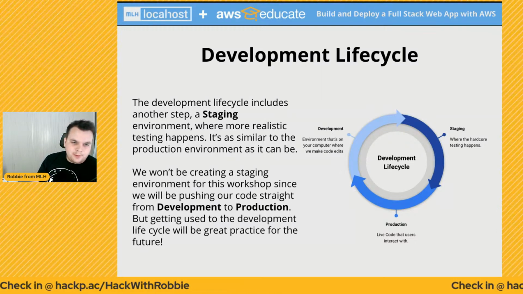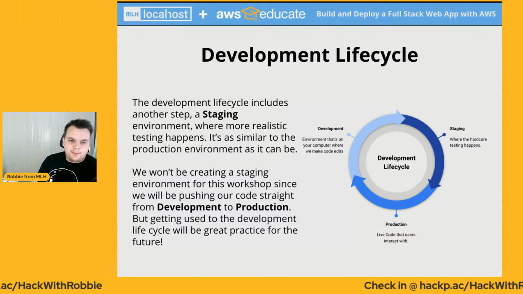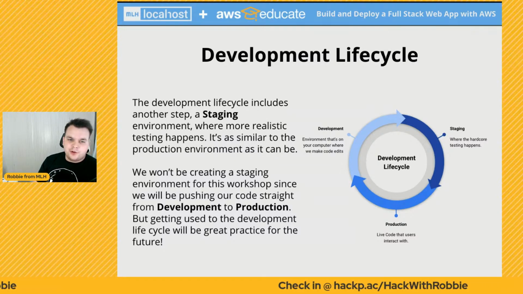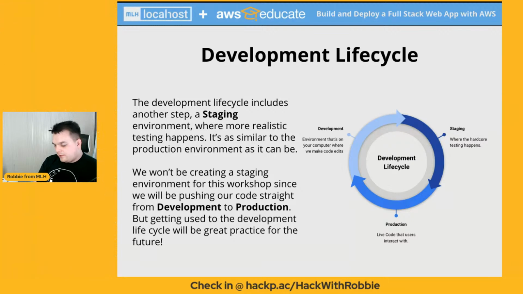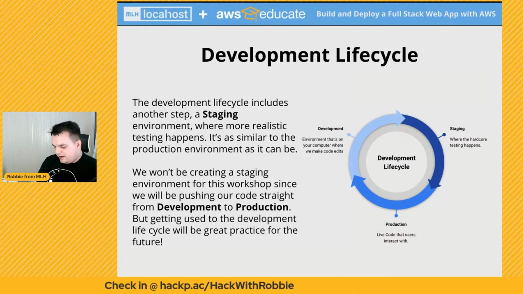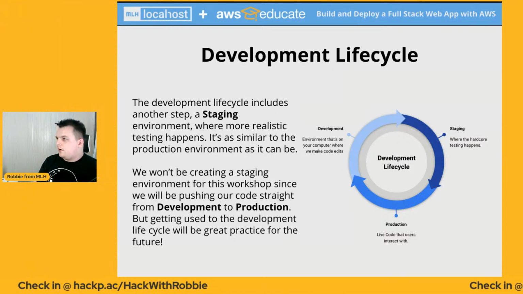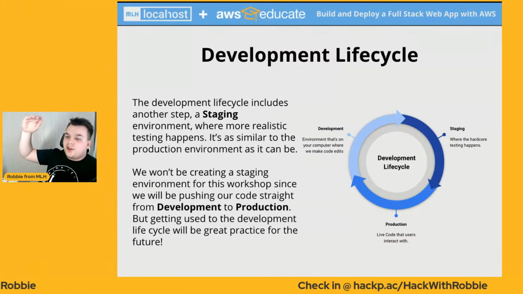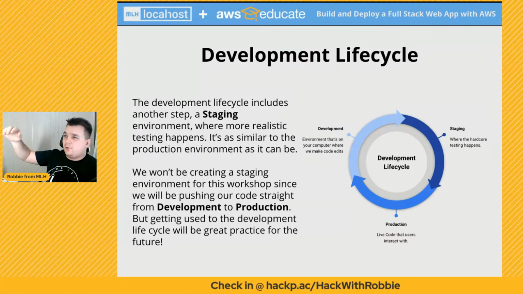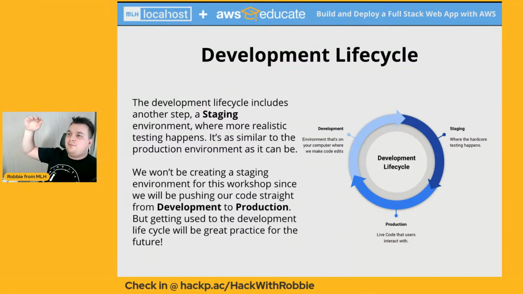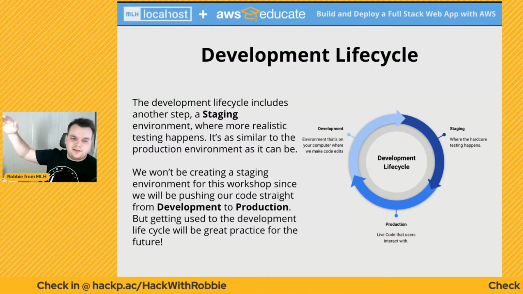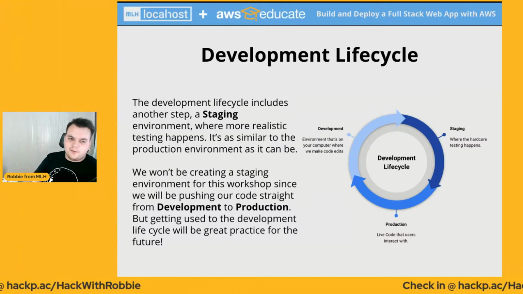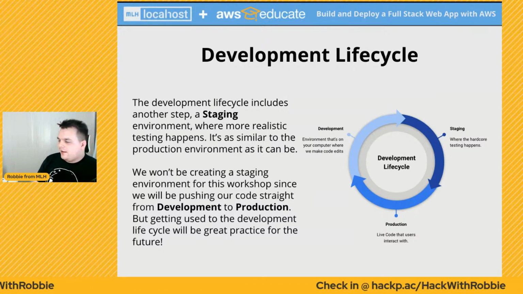Basically, that's what I just said. We won't be creating a staging environment for this workshop, but we will be pushing our code straight from development to production. And indeed, more complex life cycles exist. For my day job, I'm currently working on an environment where we've got a development environment, a test environment, a QA environment. QA is quality assurance. A pre-prod environment, which is basically staging, and then a prod, a production environment. So you've got 5 different stages.